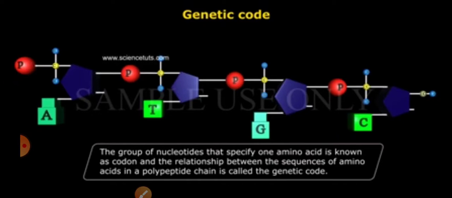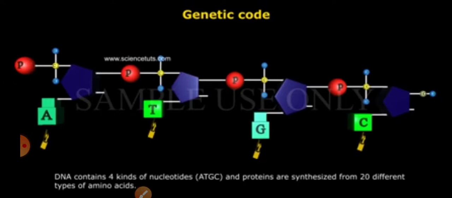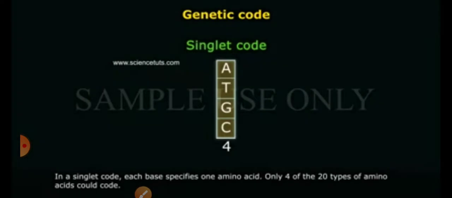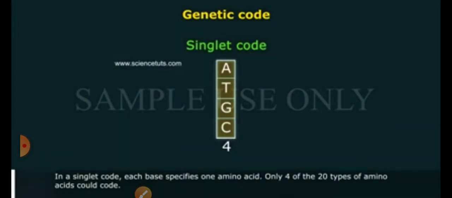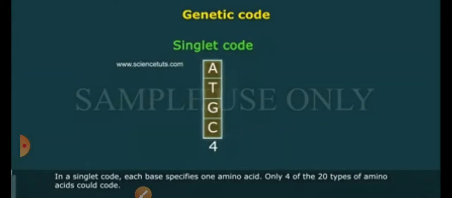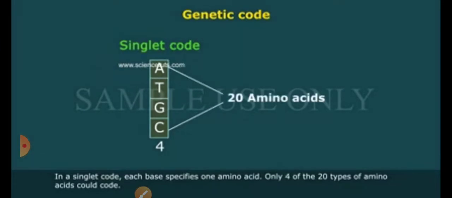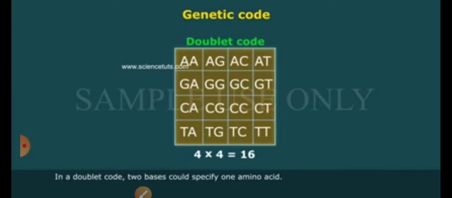So the interrelationship between the nitrogenous bases: there are 4 nitrogenous bases, A, T, G, and C, and the proteins are synthesized from 20 different amino acids, out of which some are essential and others non-essential. A singlet codon, like A, T, G, C, where each base will specify one amino acid, would cover only 4 out of the 20.